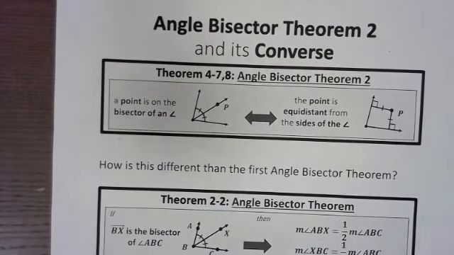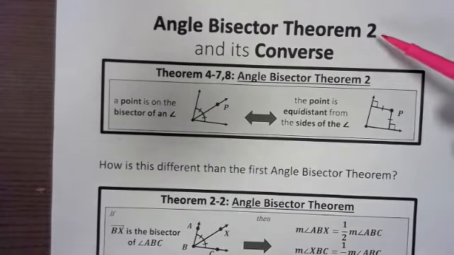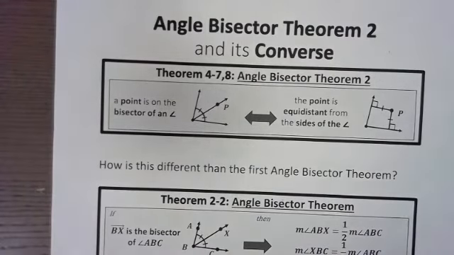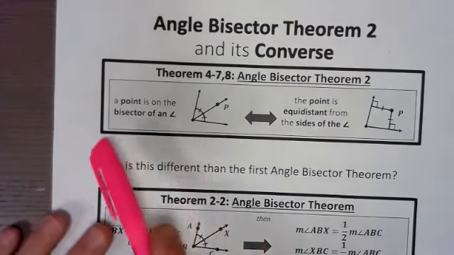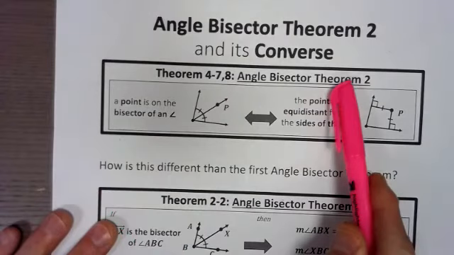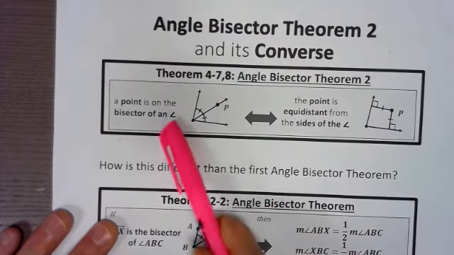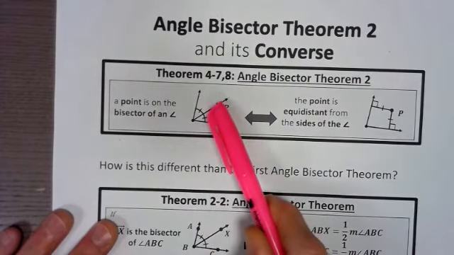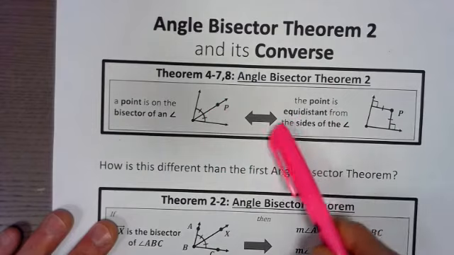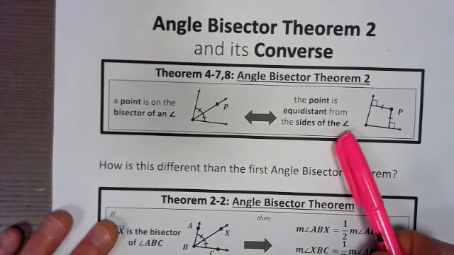We've got now two more theorems and then we're done. Well, we'll just talk through these and then you can work on your practice problems. This is the angle bisector theorem number two and its converse. A little bit of a clunky name, but hopefully we can work with it. Angle bisector theorem number two. Okay. A point is on the bisector of an angle, right there, point P, if the point is equidistant from the sides of the angle.